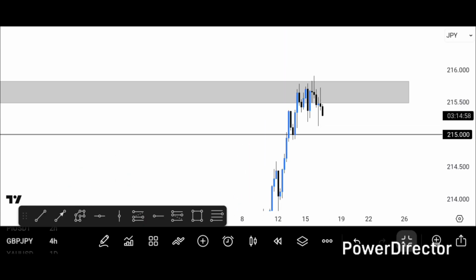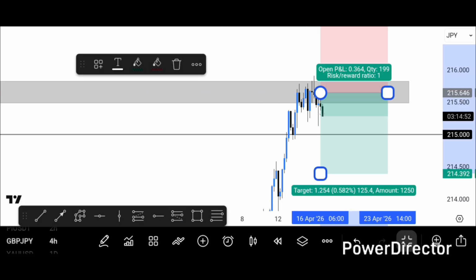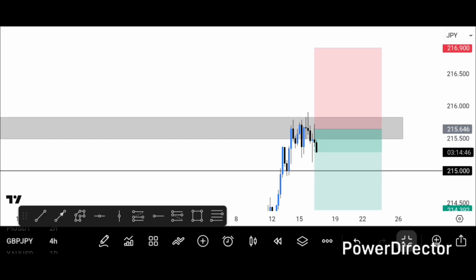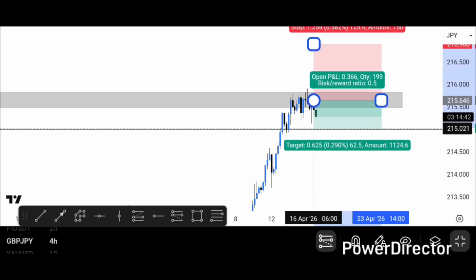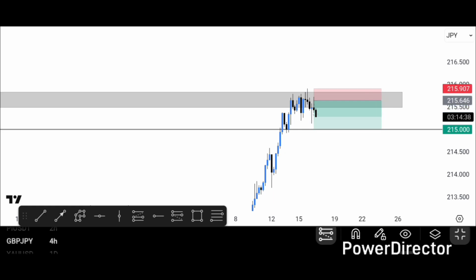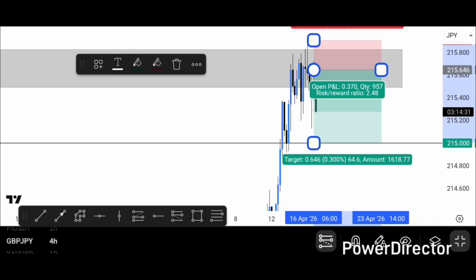Now I would have entered the position around this zone here, around 215646, because I saw price dropping from that zone. I would have entered a short position, potentially targeting this low here. But since it's a retracement, I didn't want to be involved in any position that is a retracement.